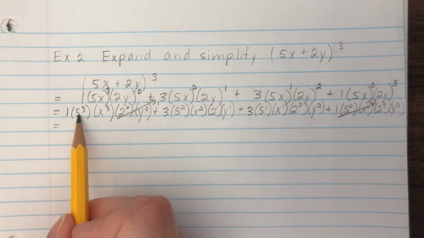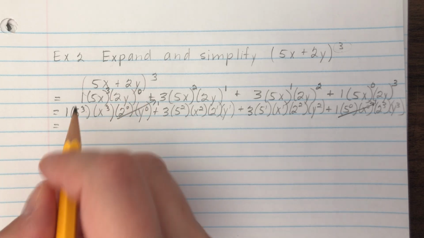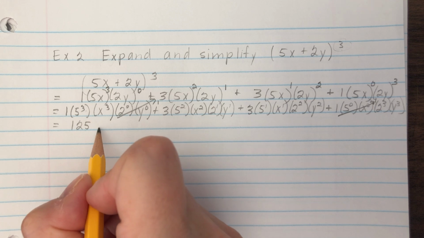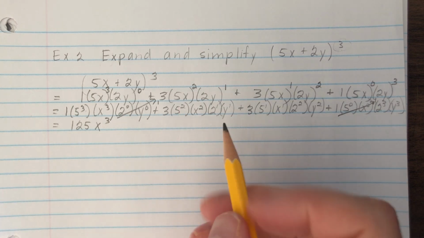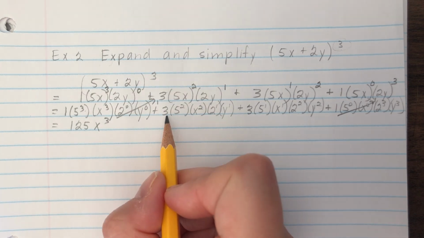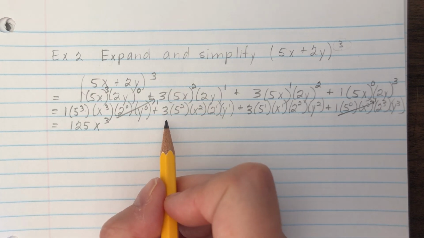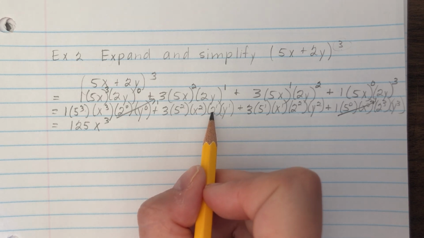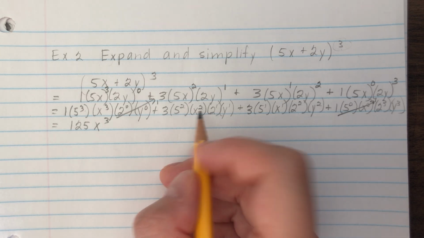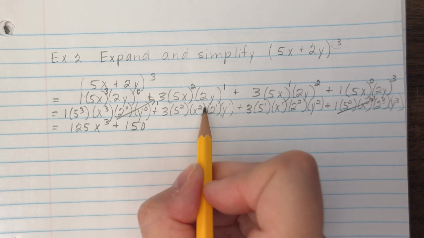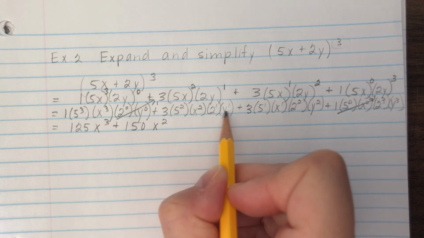And now evaluating, start with the numbers. So you have 1 times 5 cubed, which is 125, followed by x cubed. And then here in the next term, focusing on the numbers, we have 3 times 5 squared times 2, which gives us an answer of 150. And it will be followed by x squared and a y.